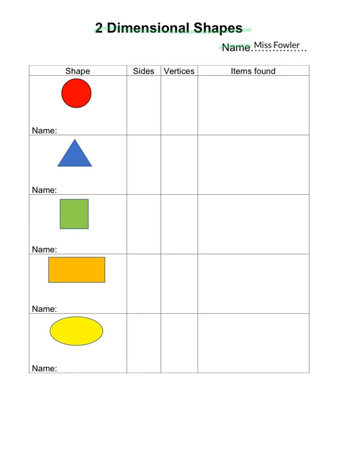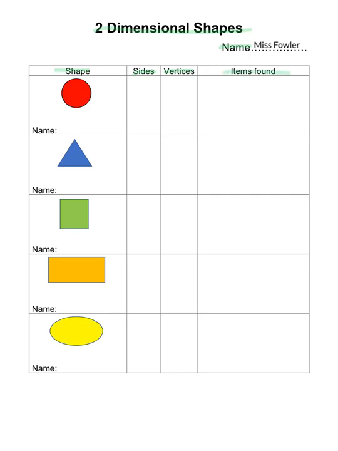So after watching the video on the slides about 2D shapes, you would have learned that a 2D shape has length and width, but no depth to it. So in other words, it is a flat shape. So you will see we have columns that have shape, sides, vertices, and items found.